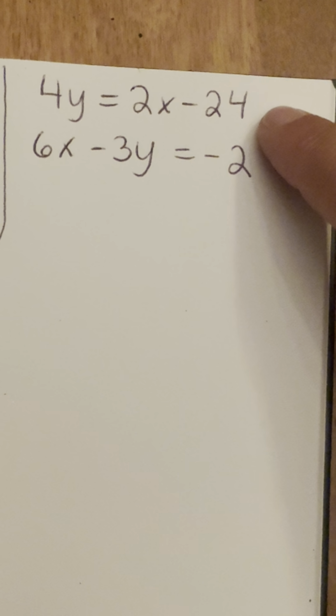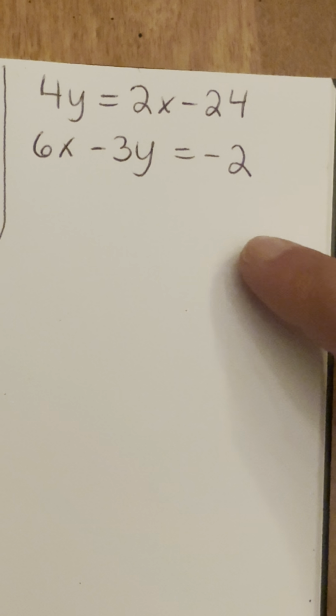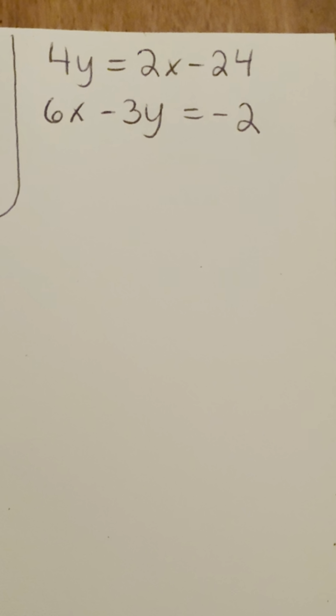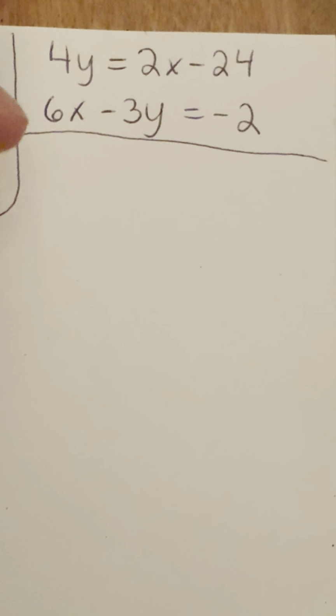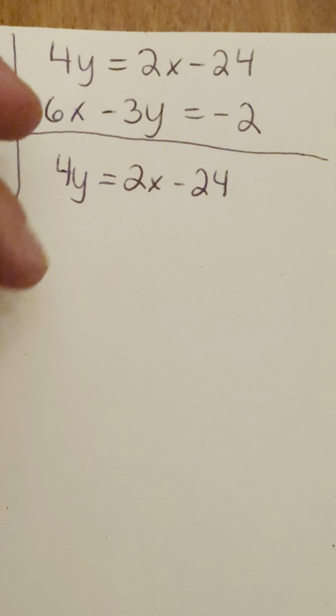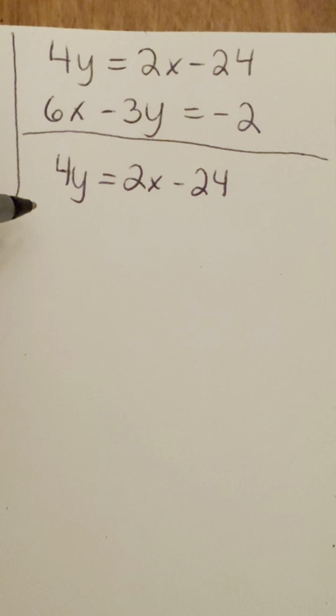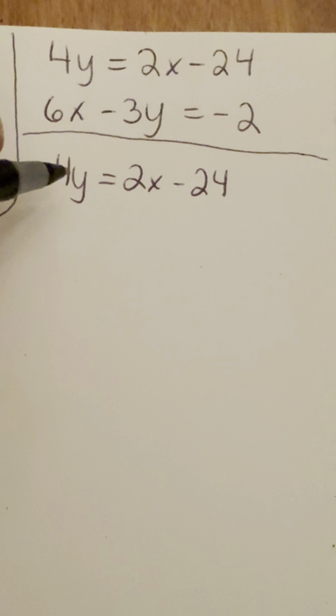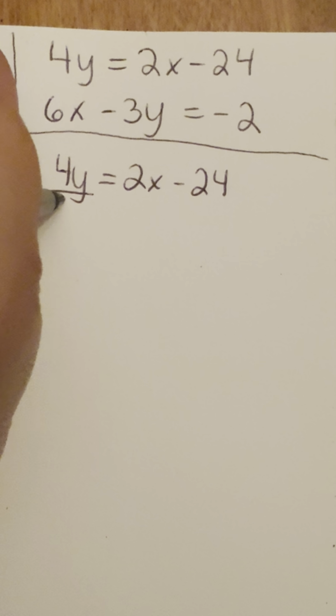I'm going to take the top equation and rewrite it as if I'm ready to substitute. So we're going to move that down, and I'm just going to put a line here so you can see. We're going to rewrite this equation, 4y equals 2x minus 24. In order to substitute, I want y by itself, or x. So I want to get the 4 out of there, so I want to do the opposite operation.